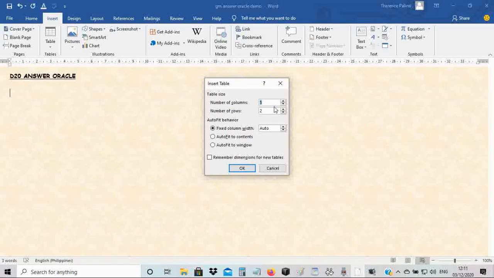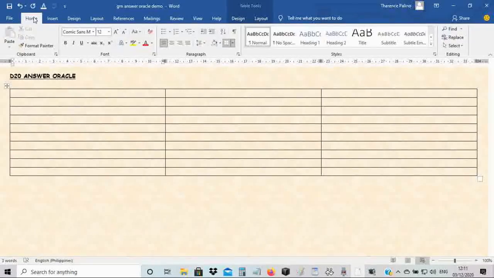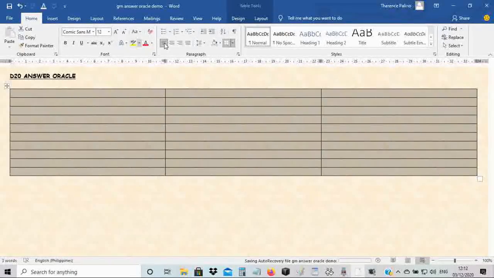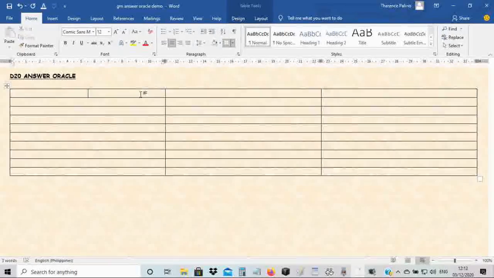I'll need 3 columns, and upwards of 10 rows. And voila. Okay, now let's center the writing for all this, shall we? So let's put in the odds. Here's the yes, and here's the no.